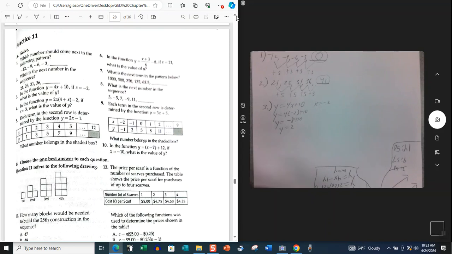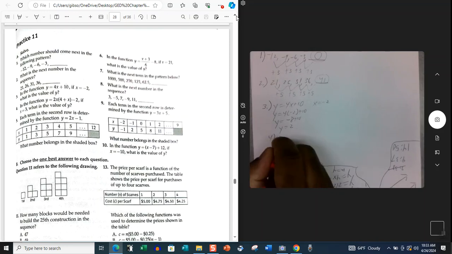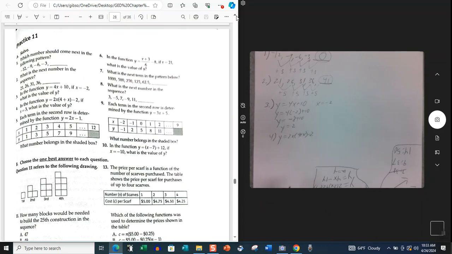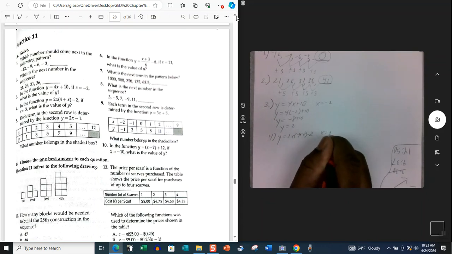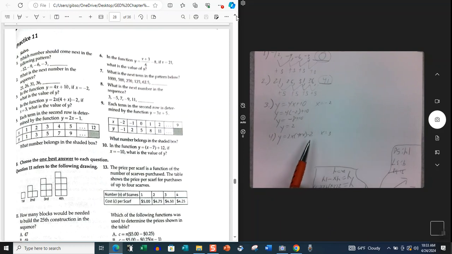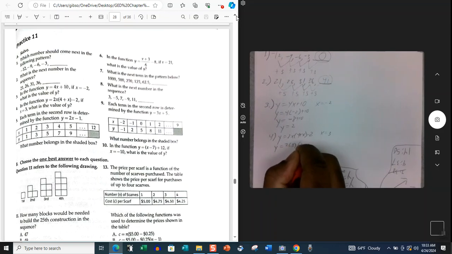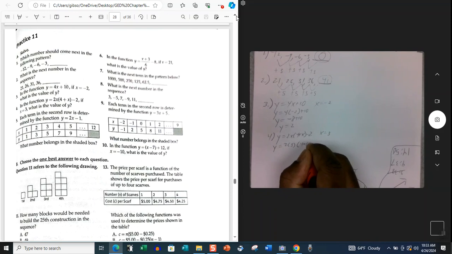So now we move down to problem number 4. It says in a function, y equals 2x times 4 plus x minus 2. If x is 3, so we know x is equal to 3. So we want to solve that. What is the value of y? So we'll put in 3 wherever x appears.